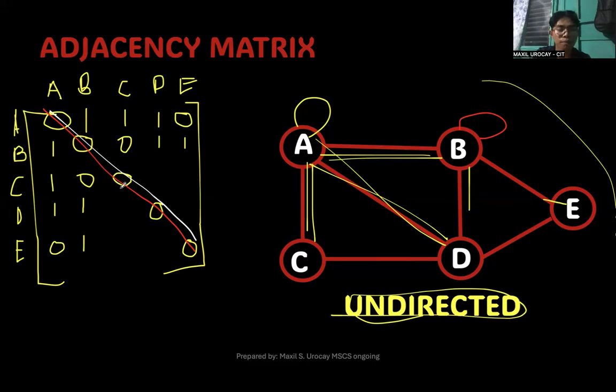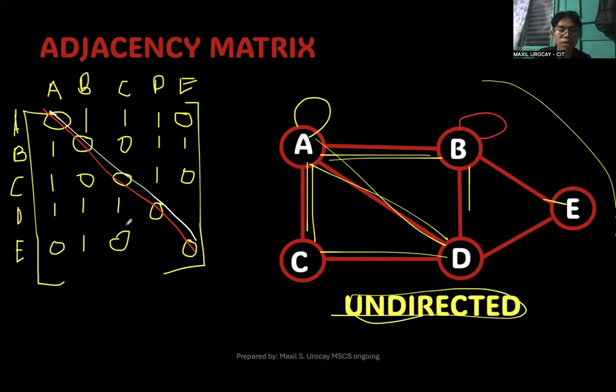Now, how about node C? You will identify that as well. Since we identified CA, CB, and CC, let's check for CD. CD, there is a path, so that is 1. And CE, there is no path, so that is equal to 0. Since we can also do that vice versa, since there's no direction, you can just copy that for DC and EC.